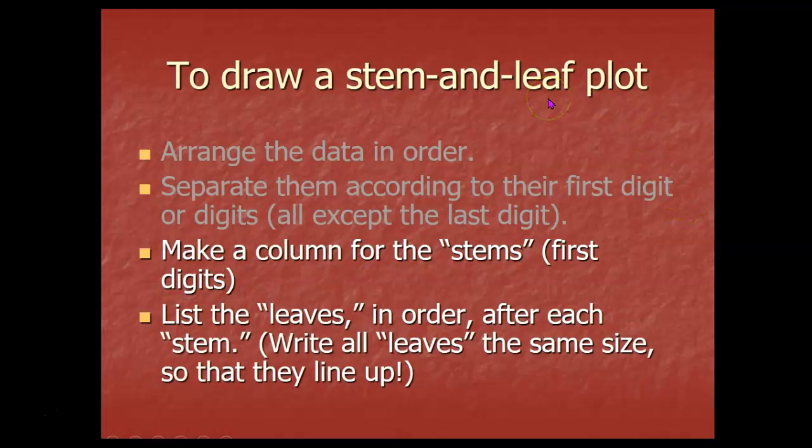So to actually draw a stem and leaf plot, it might make things easier if you start by arranging your data in order. You don't have to. And again, it might make things easier if you separate them according to their first digit or digits, although you don't absolutely have to explicitly write that out before you start making your plot. But what you do need to do is make a column for the stems, the first digits, and then list the leaves in order after each stem. Write all the leaves the same size so they line up.